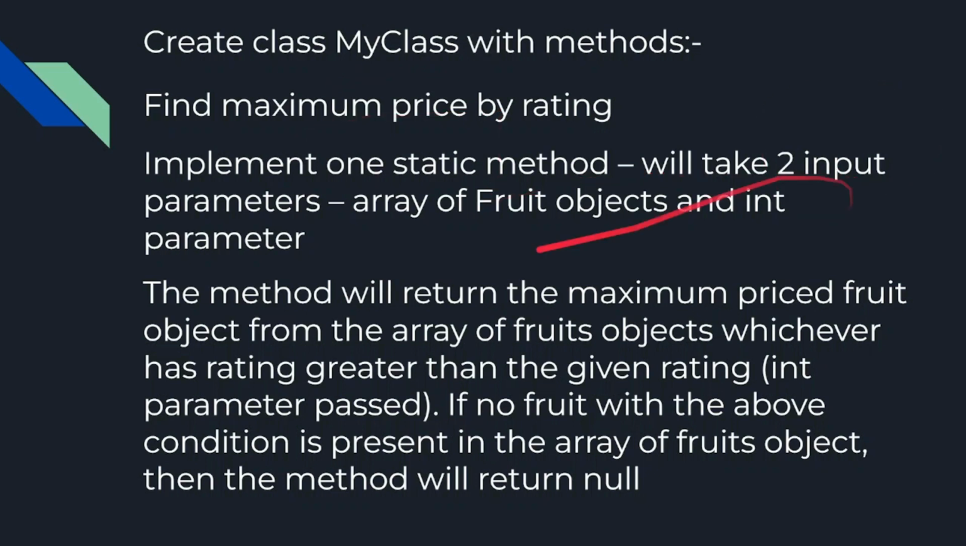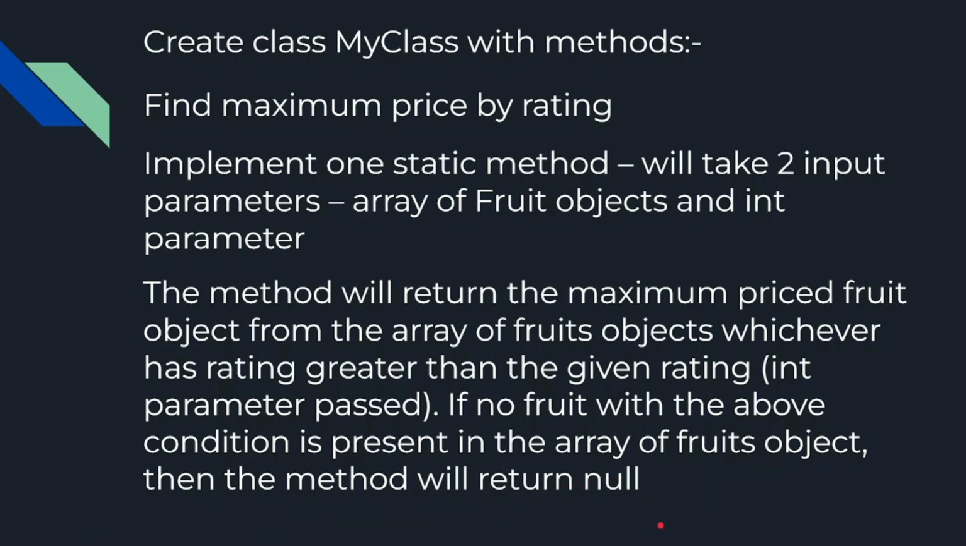Then they have asked us to create a class called MyClass and to implement one static method which will take two input parameters. The first parameter will be an array of fruit objects and the second parameter will be an integer parameter which will represent the rating. This method will return the maximum priced fruit object from the array of fruit objects whichever has the rating greater than the given rating. If no fruit with the above condition is present in the array of fruit objects, then the method will return null.